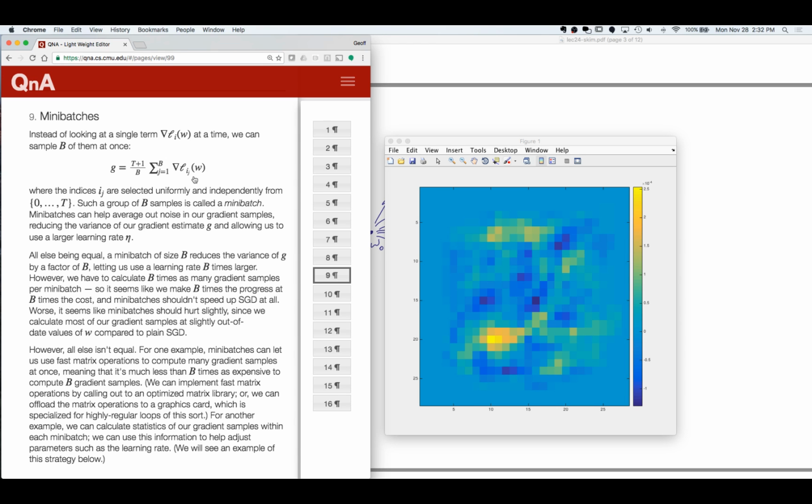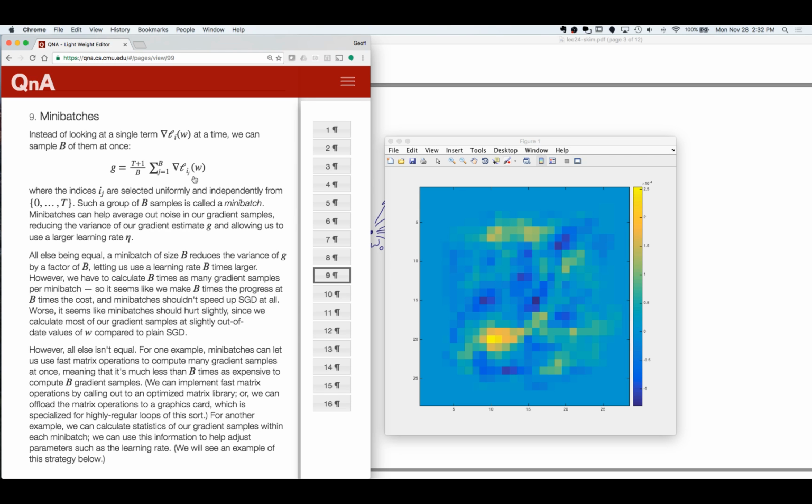So why would you ever use mini batches? Well, it turns out, especially if you're using a high-level language like Matlab or Python, mini batches are a great thing because you can use fast matrix operations to calculate all of your gradients, and that means you can do them much faster when you do B of them at a time than you could when you're doing one at a time.